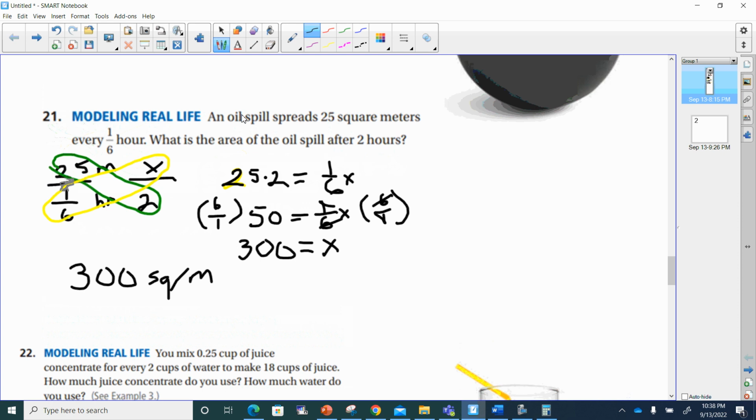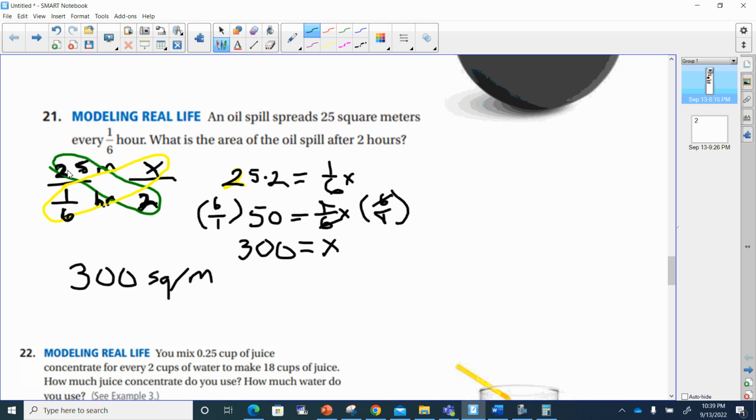Number 21 says, an oil spill spreads 25 square meters every 1/6 hour. What is the area of the oil spill after 2 hours? I'm just going to erase some of this. I don't think I can erase it, can I? I'm not going to be able to do that. If I have 25 over 1/6, I'm going to rewrite those in. 25 for every 1/6 hour. All right. And now I will need to find out after 2 hours. So I'm going to put a 2 down here for hours and find out what x is.